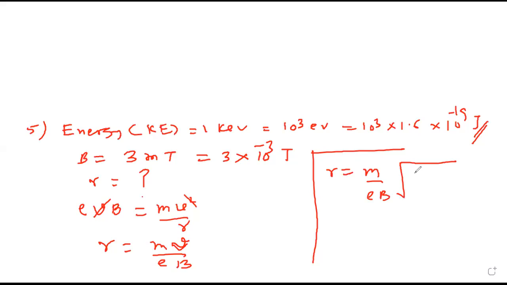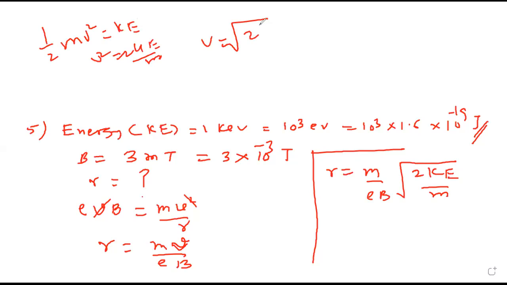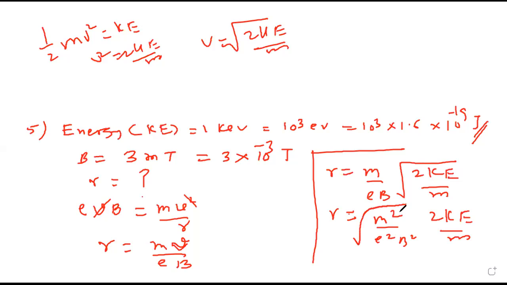Can I say this is twice of kinetic energy upon mass? See, half mv square is kinetic energy, so v square is twice kinetic energy upon mass. So wherever I see v, can I write it is root of twice kinetic energy upon mass? Now r equals to m upon e b, times root of twice kinetic energy upon m. One m cancels. Now right till this, then I'm putting the values.